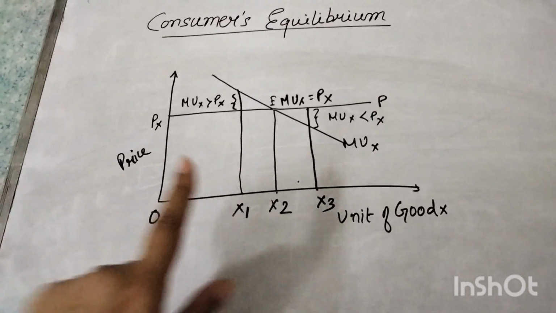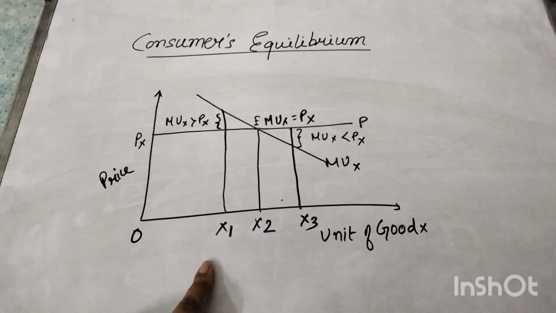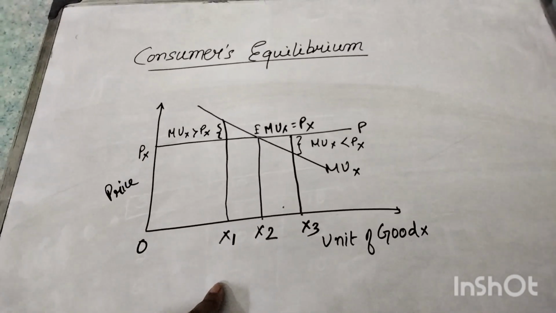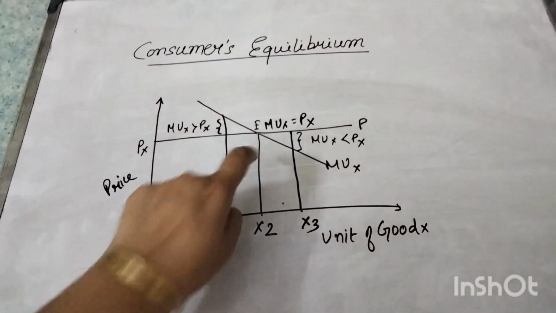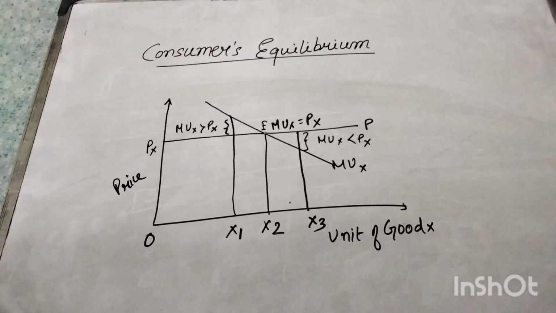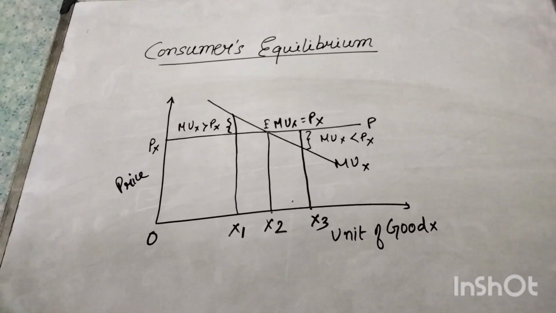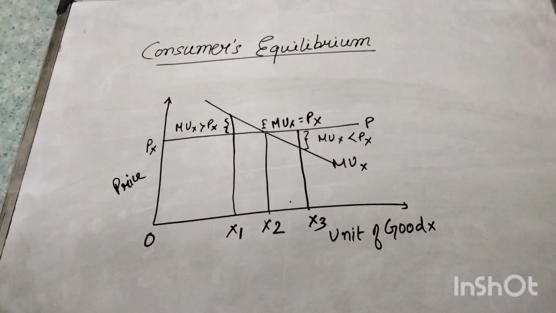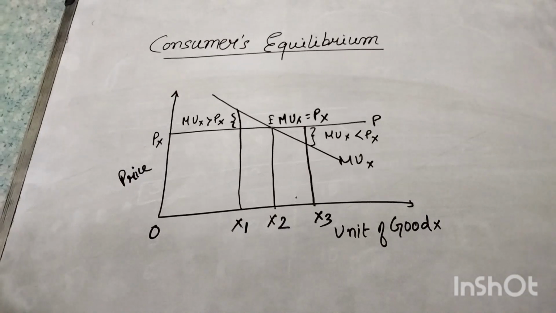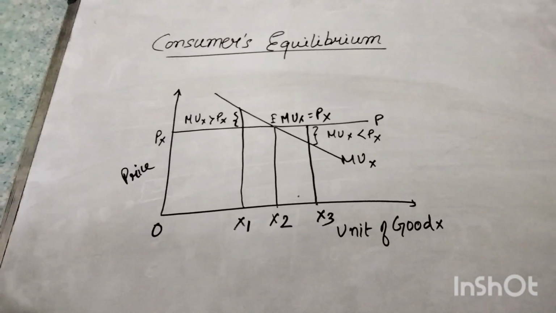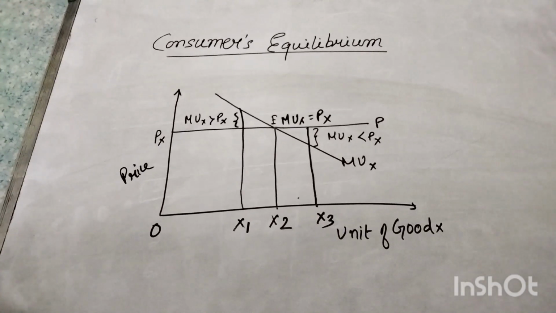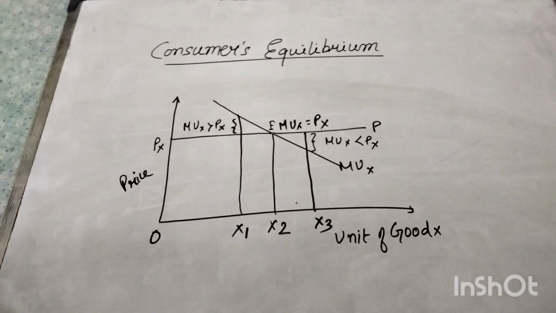Now from this condition we can see that at equilibrium point E, at this point your marginal utility will be equal to Px. That means when you are consuming 3 units of the good, at that time your marginal utility will be equal to Px, as we have seen in the above schedule.